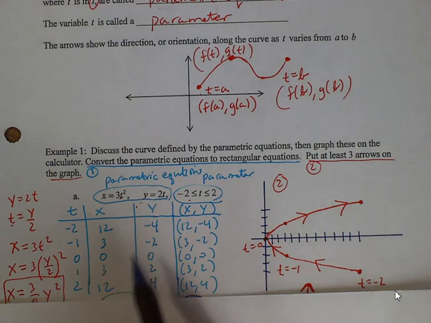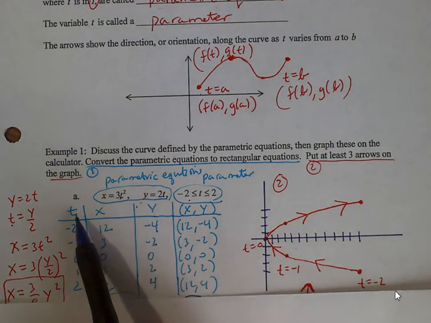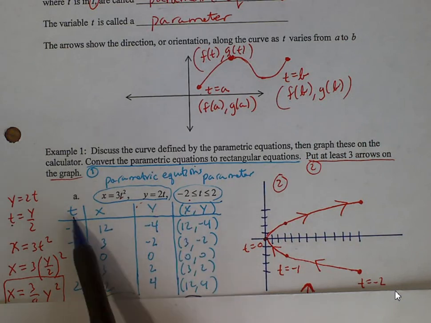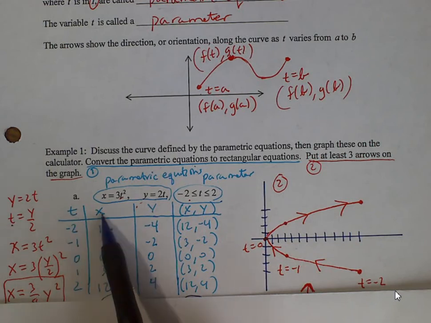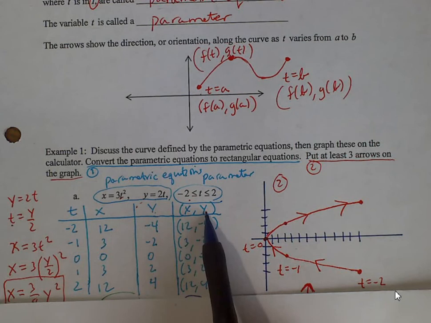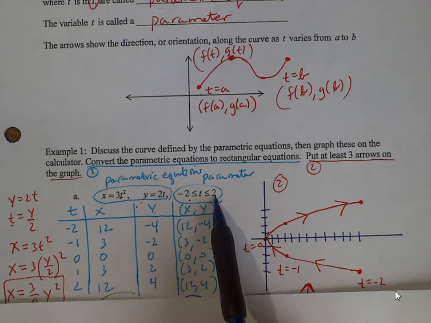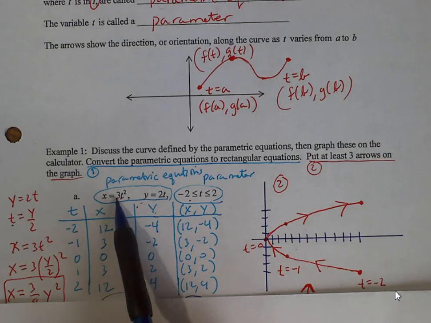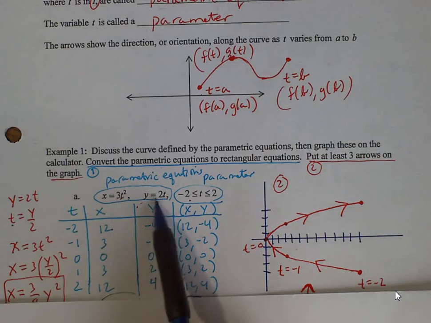Okay, so we're going to start by graphing this. So you're going to have 4 columns. On the first column, you're going to label it as t, so that is the parameter. And then you'll have x, and then y, and then I'm just going to combine your x, y coordinate. Okay, so this right here, which represents the parameter, is -2 is less than or equal to t is less than or equal to 2. And then the parametric equations are x is equal to 3t squared and y is equal to 2t.